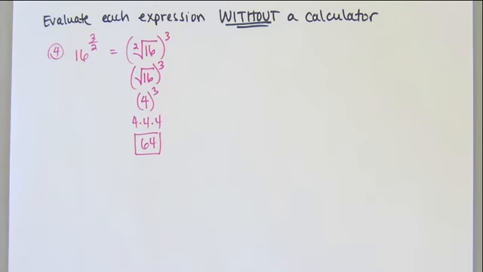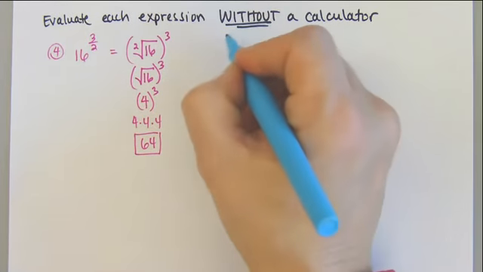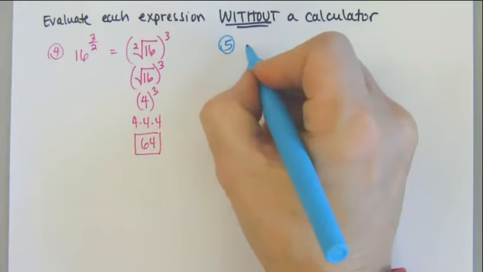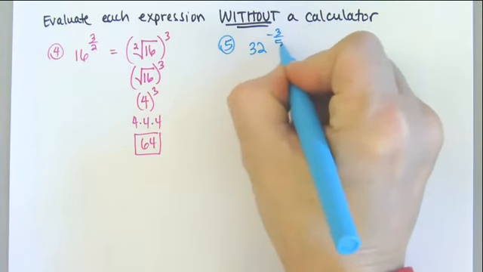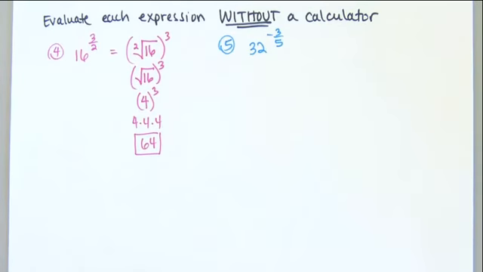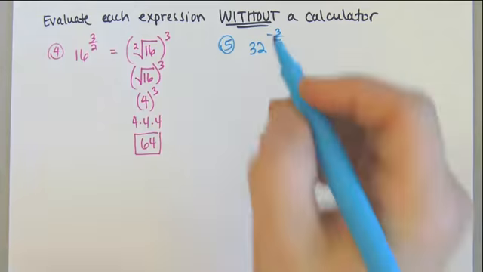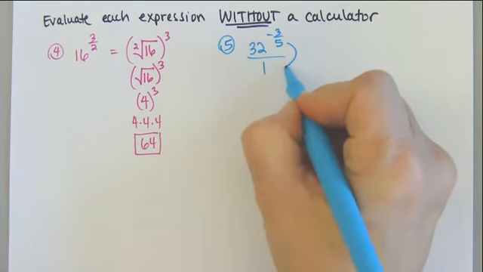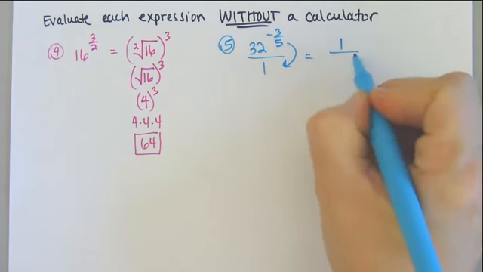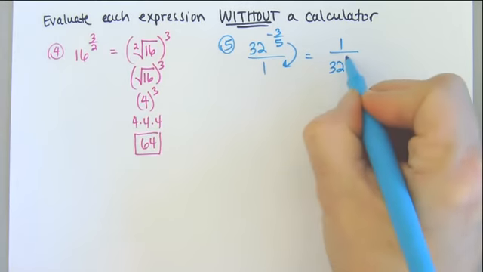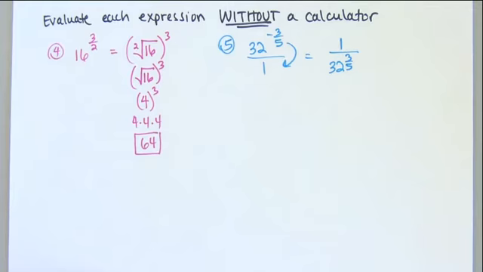All right, let's try another one. I'll give you 32 to the negative 3/5 power. So this time we have a negative exponent. Remember, you can always get rid of a negative exponent by moving it to the denominator. So here's what the problem really looks like: 1 over 32 to the positive 3/5.